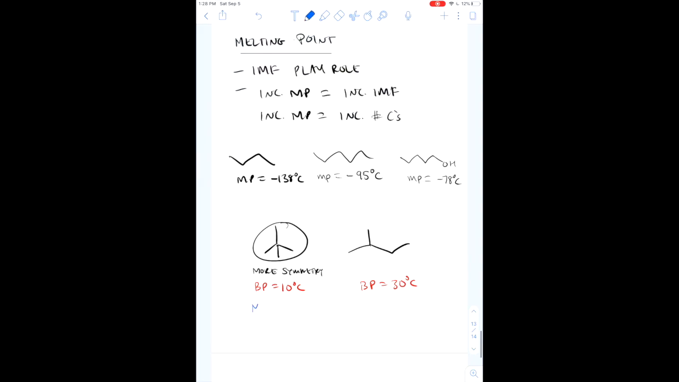And so let's take a look at the melting point. So the melting point for this one is minus 17 degrees Celsius. And so notice for boiling point, it went up for the structure on the right, yeah? But for the melting point of the structure on the right, it's actually minus 160 degrees Celsius.